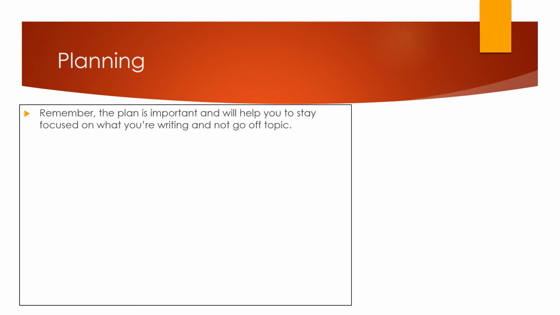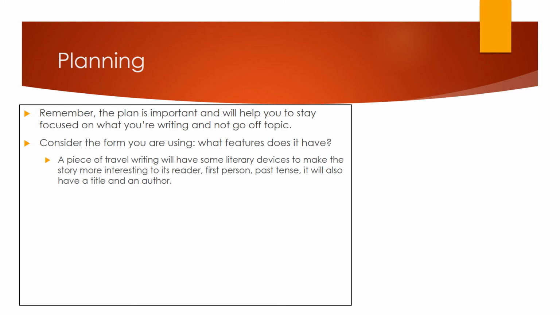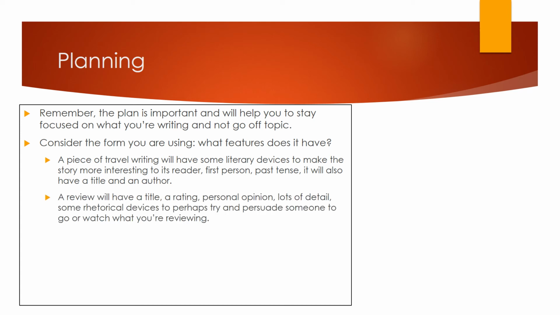When you're planning your writing, you need to make sure you stay focused on what you're writing about. Don't go off topic. Consider the form that you're using. What features does it have? So a piece of travel writing will have some literary devices to make the story more interesting to its reader. It'll be in the first person. It's likely going to be in the past tense, and it will also have a title and an author.